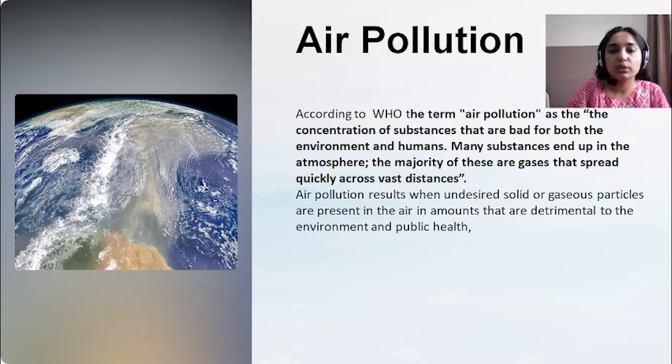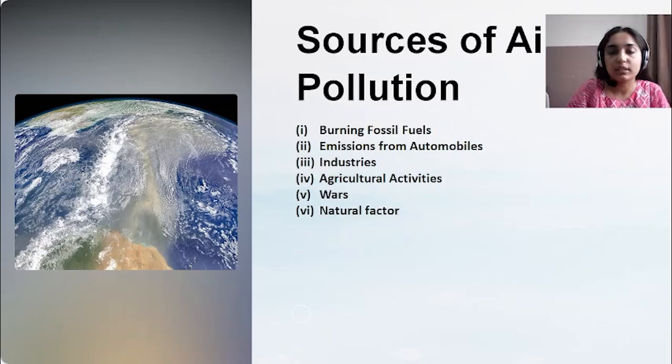According to the WHO, air pollution is the concentration of substances that are bad for both the environment and humans. Many substances end up in the atmosphere. The majority of these are gases that spread quickly across vast distances. These are the sources of air pollution. First is burning fossil fuels. Second is emissions from automobiles. Third is industries. Fourth is agricultural activities. Fifth, wars. And sixth is natural factors. So these are the major sources by which the air is being polluted.